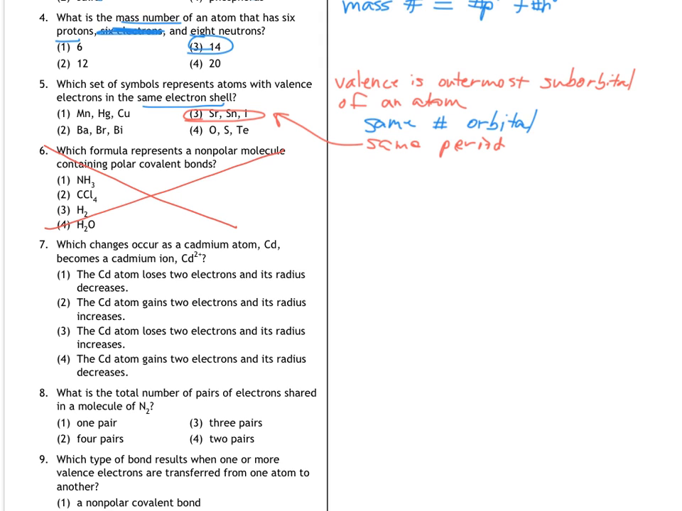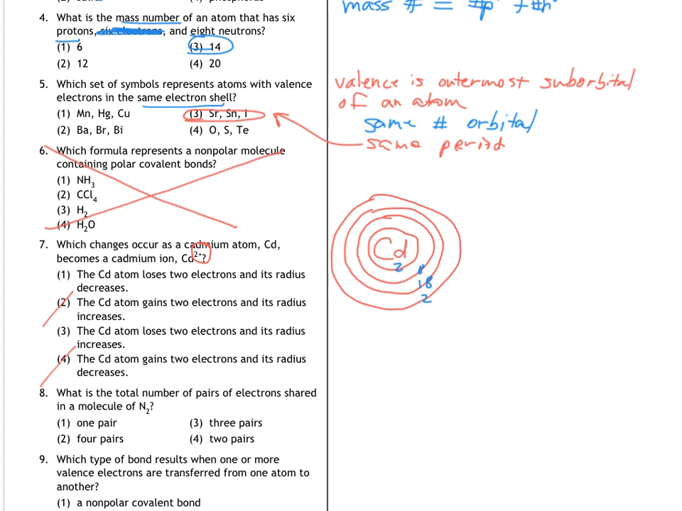Okay, number 7, which changes occur as a cadmium atom becomes a cadmium ion? So cadmium is on the left-hand side of the periodic table. It's element number 48, and it has 2 electrons in its valence shell. So that's why when it becomes its ion, it has a charge of positive 2, because it's just losing those 2 electrons. So in any case, it's losing 2 electrons, so choice 2 and 4 are out. And when it loses 2 electrons, it also loses an orbital.